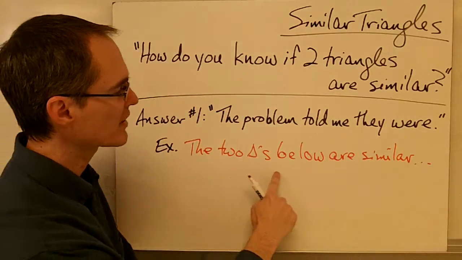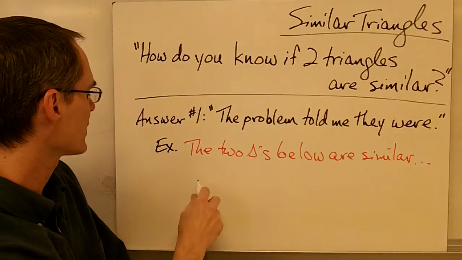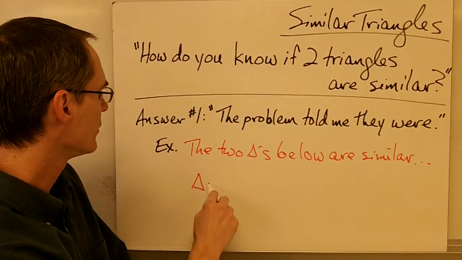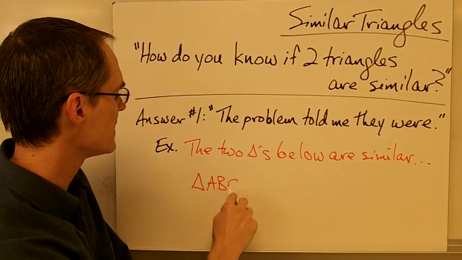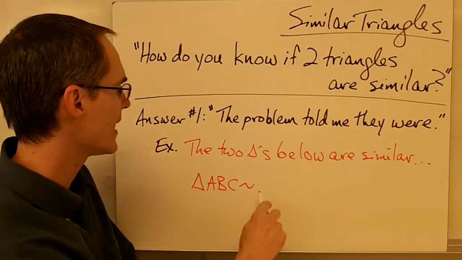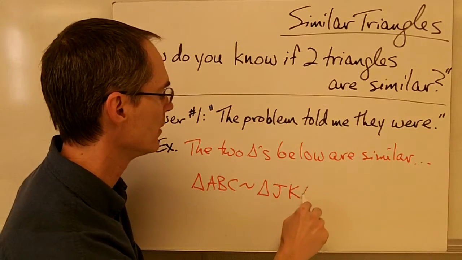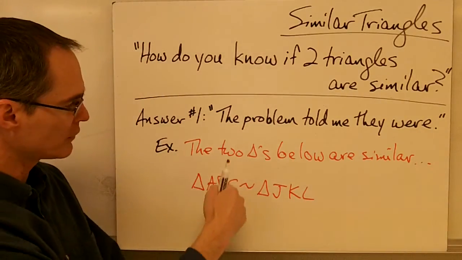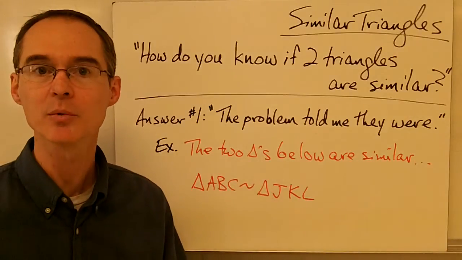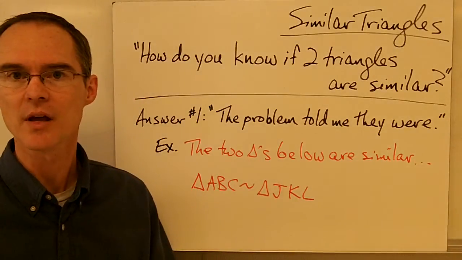Or sometimes you don't actually get it in actual English language. Sometimes you might get, for example, a statement like this: triangle ABC, and then the little squiggly mark that means is similar to, triangle JKL. All right, so if you've got either one of these two things in a problem, well then you know right away that two triangles are similar because the problem is telling you they are.